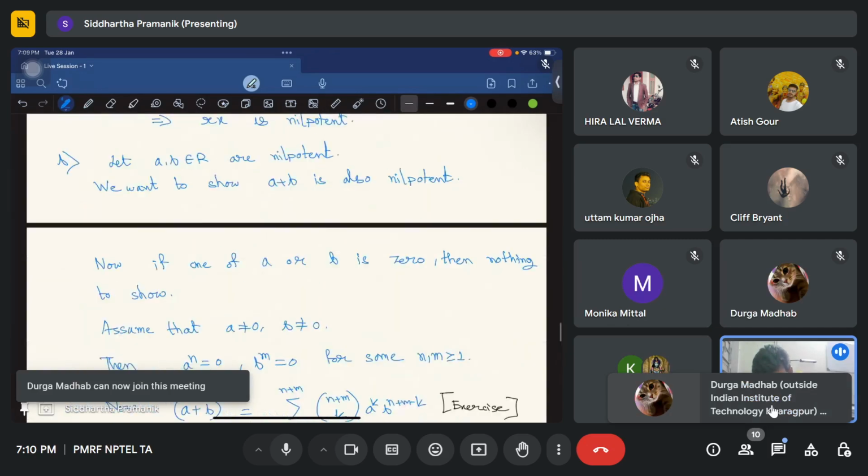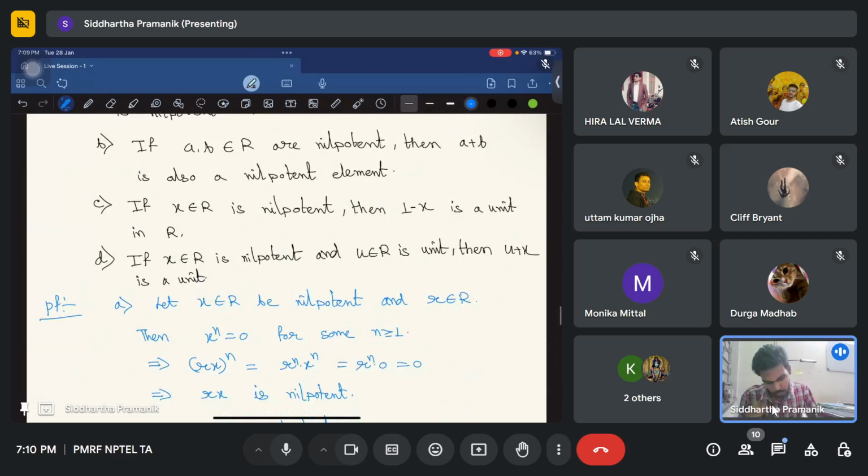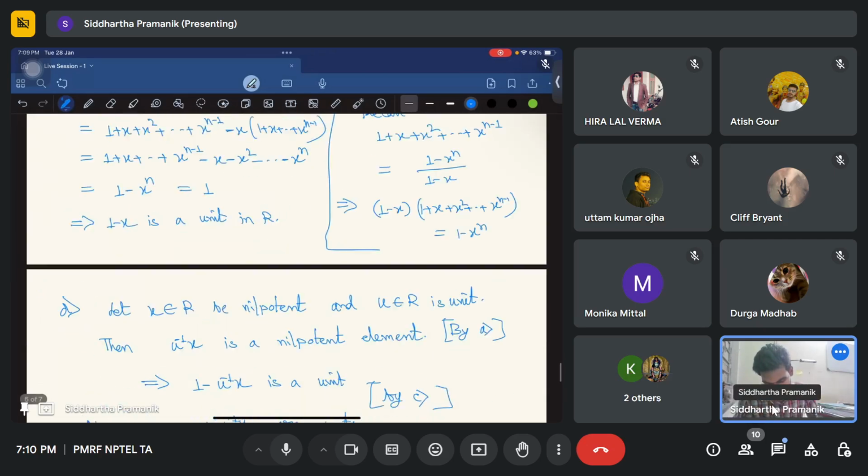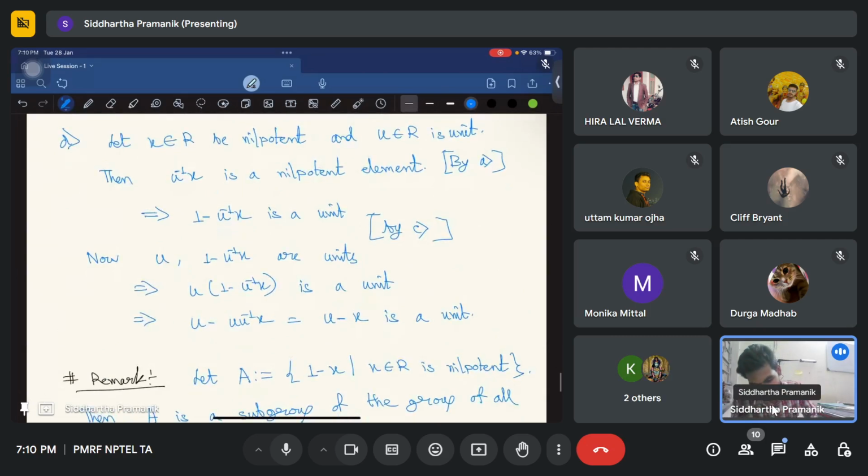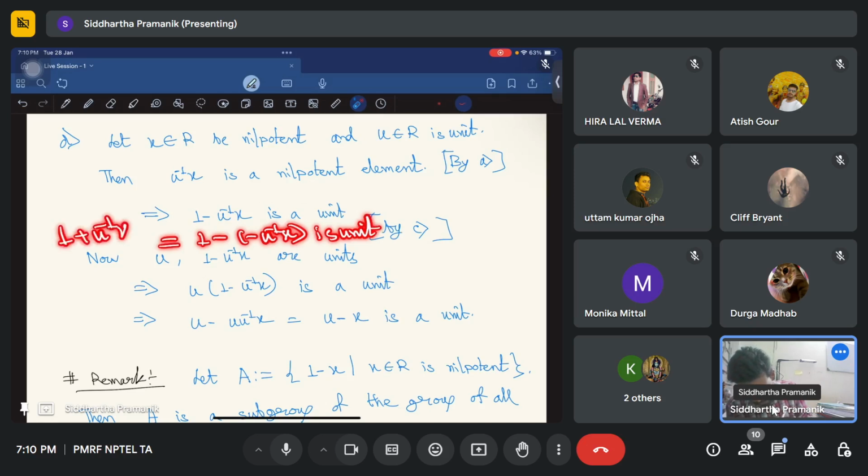Okay, so I have proved u minus x is a unit. You can prove u plus x also, because minus u inverse x is also nilpotent. So then you will get 1 minus u inverse x is a unit. So this is basically 1 plus u inverse x. Now you multiply it with u. So that will give you u plus x is a unit.